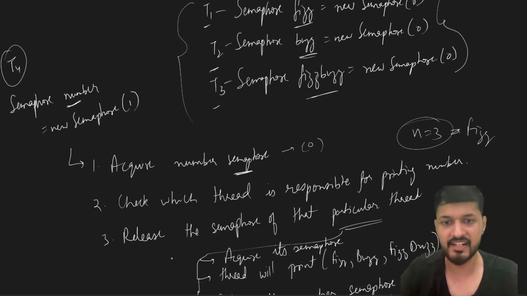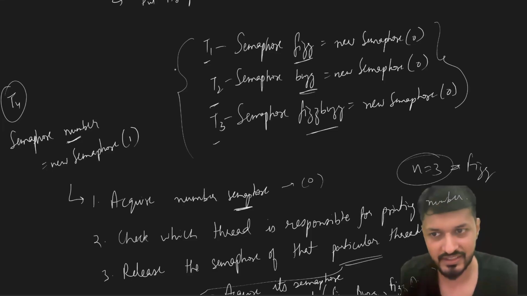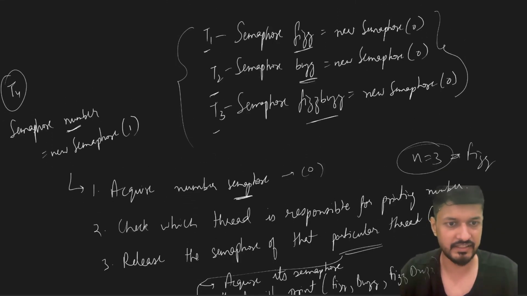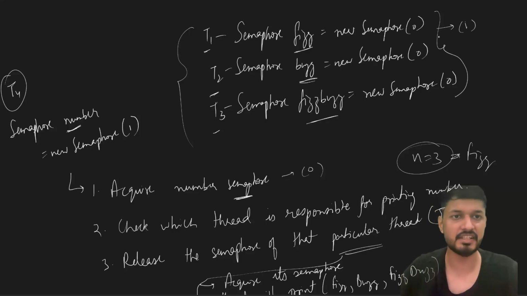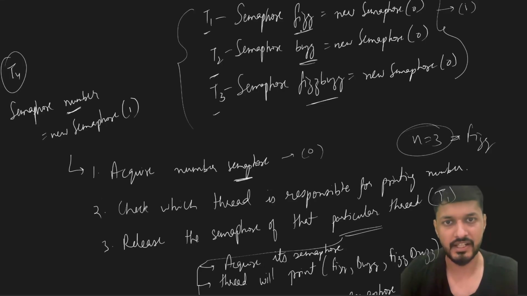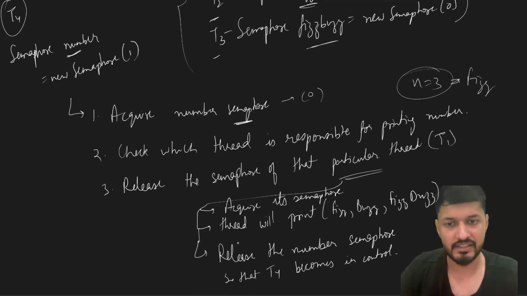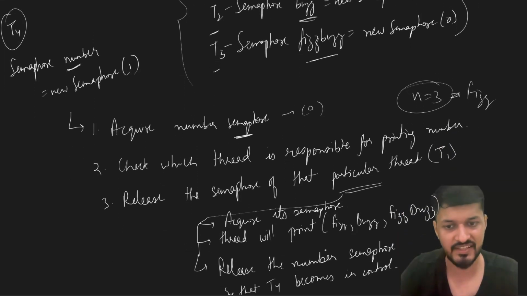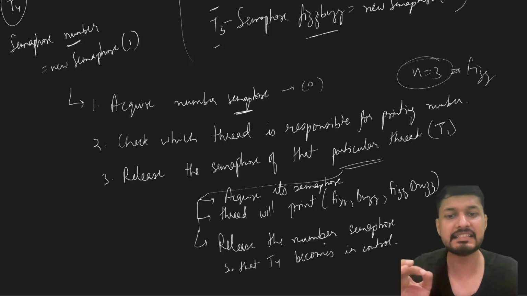So it will go ahead and release the semaphore of this particular thread. So T4 will release the semaphore of T1 here, right? Therefore, the number of permits available here will change from 0 to 1. As soon as the permit changes from 0 to 1, T1 will acquire the Fizz semaphore. That particular thread, which is T1 in this case, will print either Fizz, Buzz or FizzBuzz, right? So T1 will go ahead and print Fizz, and then it will release the number semaphore.